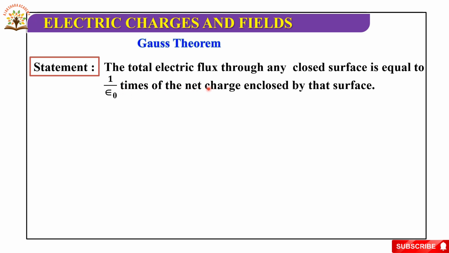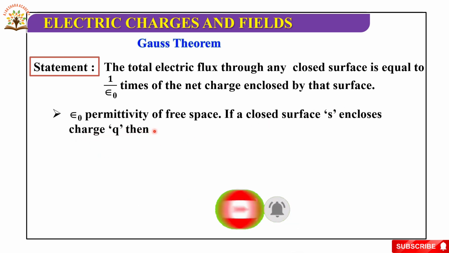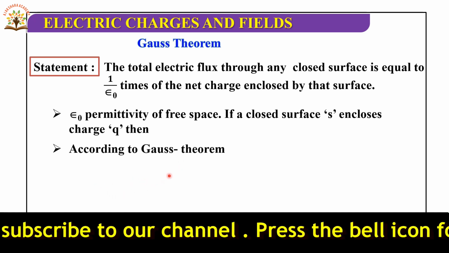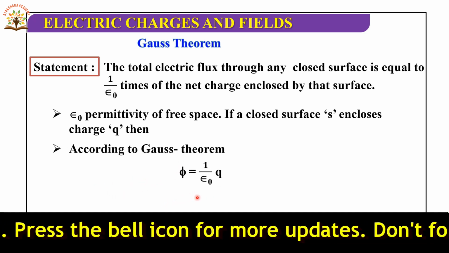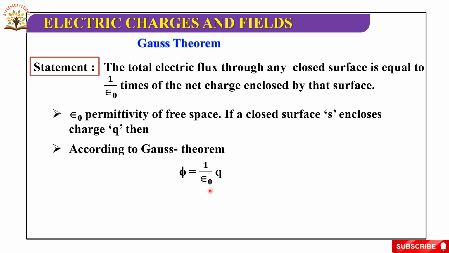The total electric flux through any closed surface is equal to 1 by epsilon naught times the net charge enclosed by that surface, where epsilon naught is the permittivity of free space. If a closed surface S encloses charge Q, then according to Gauss theorem, phi is equal to 1 by epsilon naught into Q. So, that is phi is equal to Q by epsilon naught.